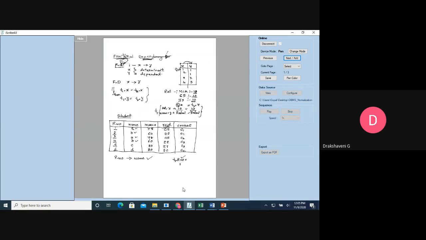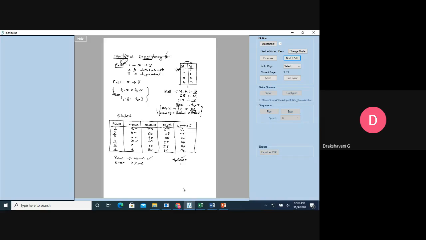Now reverse. Let me say name is functionally dependent on roll number. Can anyone answer whether name is functionally dependent on roll number? Can I say A, can I uniquely identify the complete row in that table?